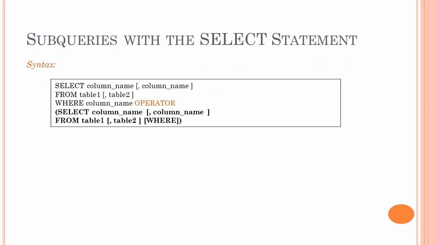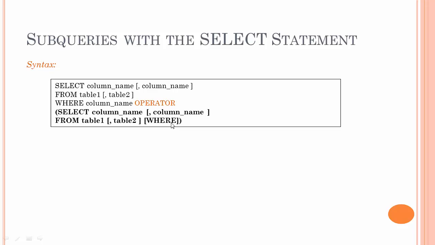Subqueries with the select statement. So the syntax is select then column names from table 1 or table 2, where column name then operator, then inside the parenthesis we will write the subquery: select column or column names from table 1 or table 2 and then where condition.